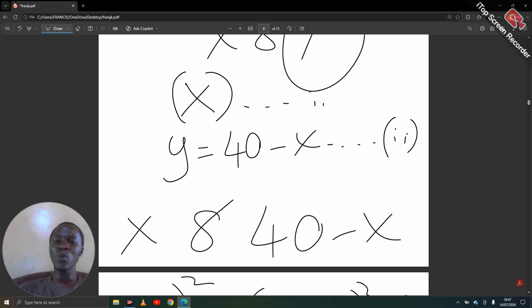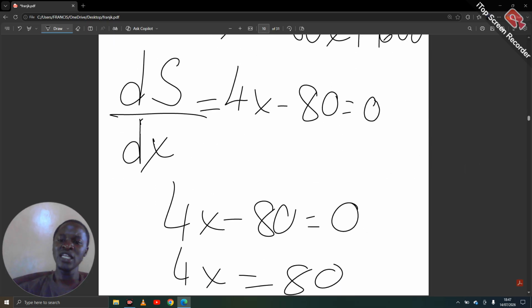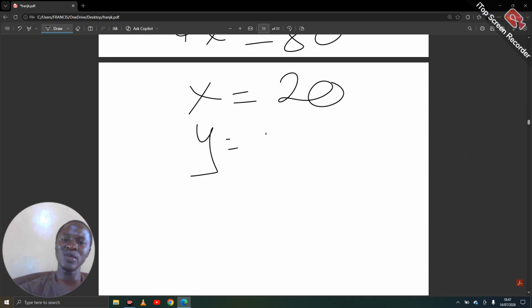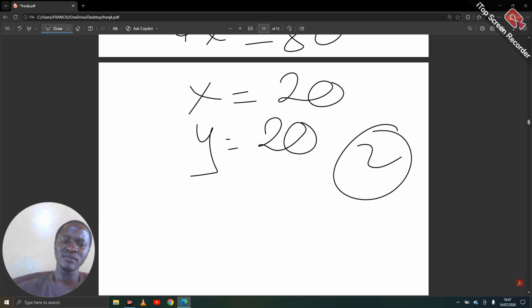Now, for us to get y, the equation there is 40 minus x. And what is our x? Our x is 20. So taking 40 minus 20, you get 20. So x is 20, y is 20. Up to this point, you are eligible to getting 3 marks.